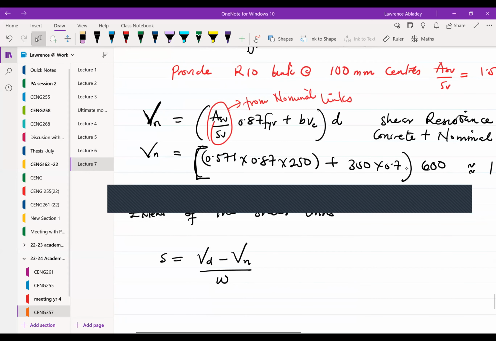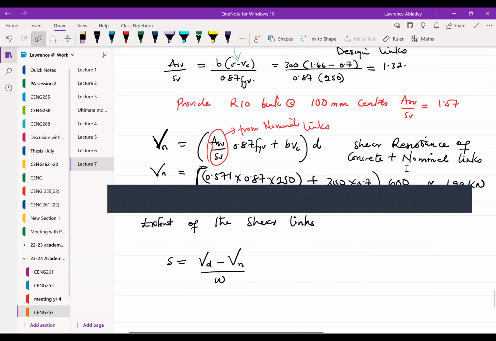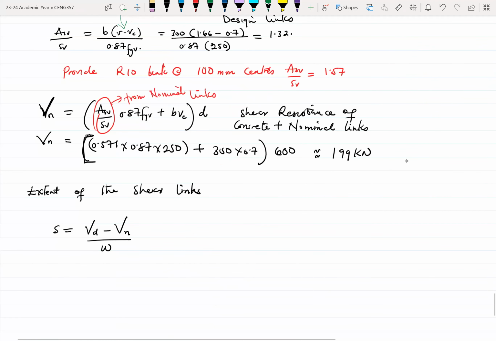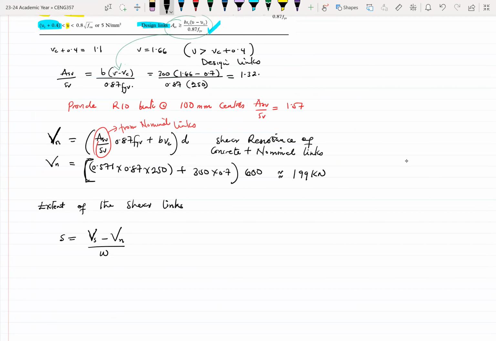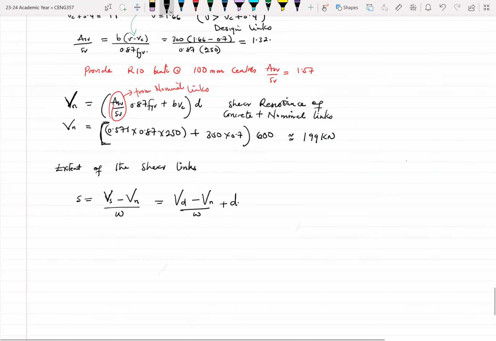Let me look for this. Okay. So the extent of the shear links would rather be VS, which is at the face of the support. But most likely we haven't calculated VS for that particular support. So this is the same as VD minus Vn over W plus the D, which is supposed to be the distance.